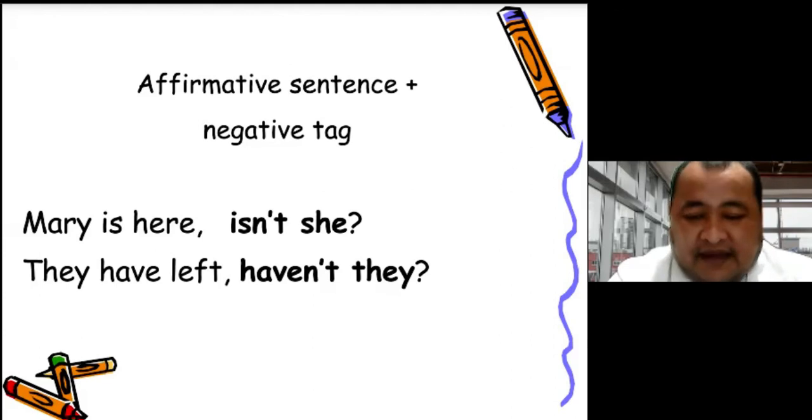They have left. Have, and then there is left. So we identify that this is present perfect tense. Because this is present perfect tense, have becomes haven't. They have left, haven't they?